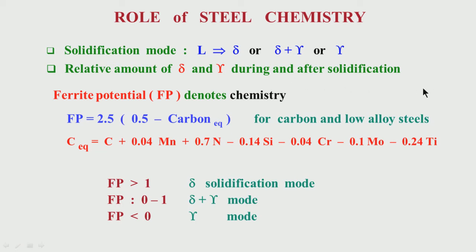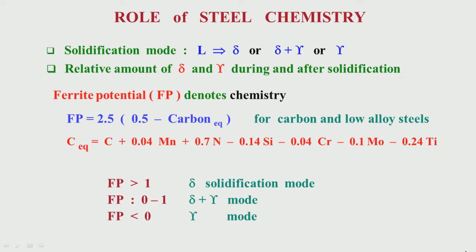So, now some investigators have devised one term called ferrite potential. That means the amount of ferrite when the solidifying is just complete. It depends on the chemistry. In the iron carbon diagram I have shown, it depends only on carbon, but in normal steels you do not have just carbon, you have other alloying elements like manganese, silicon, things like that. So, what is important is to understand the carbon equivalent.